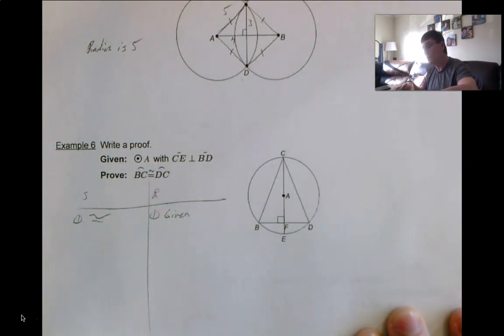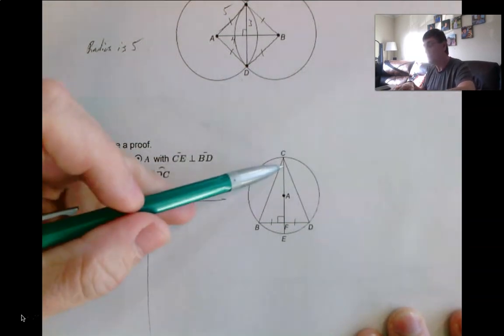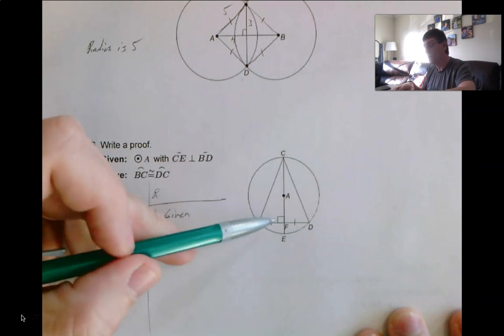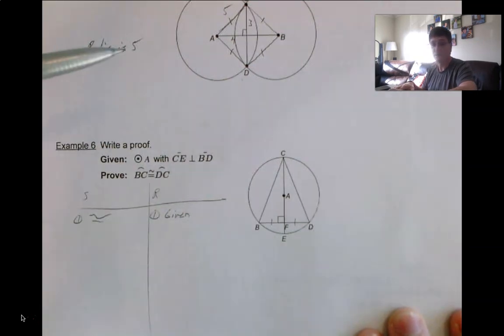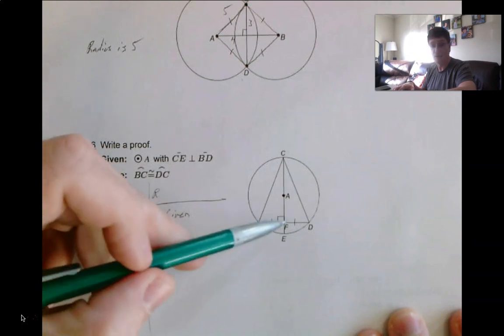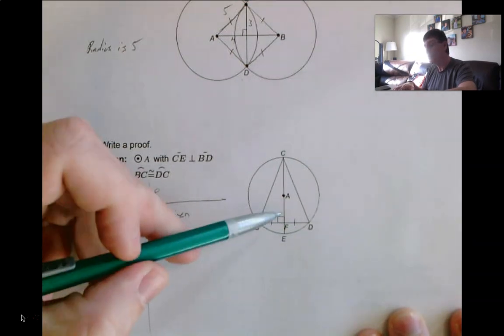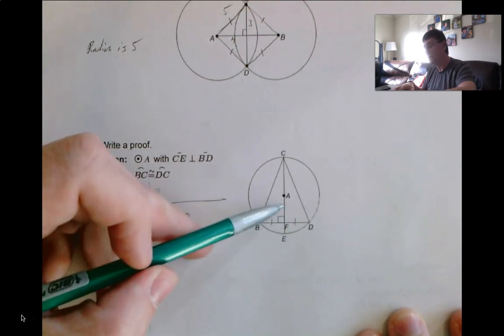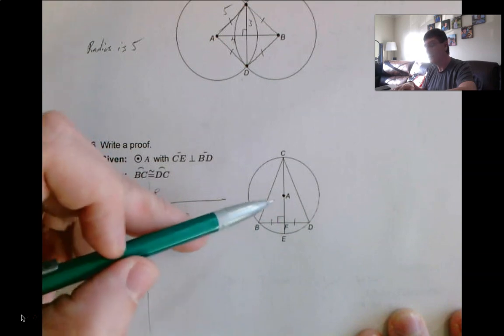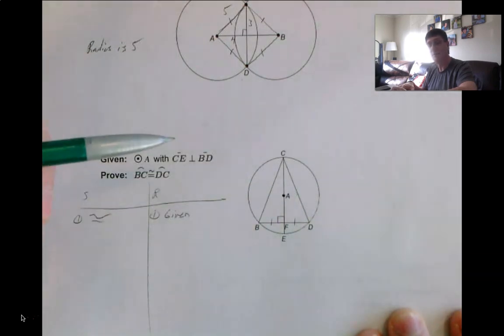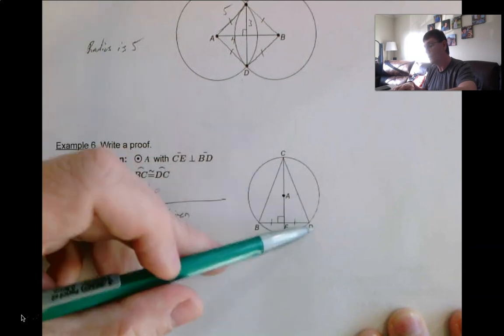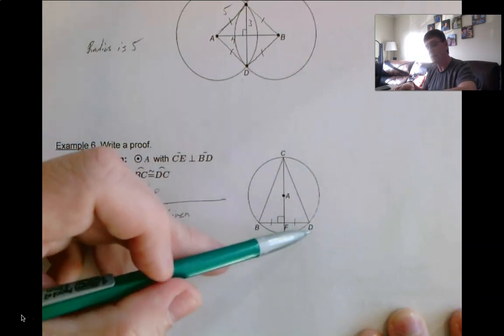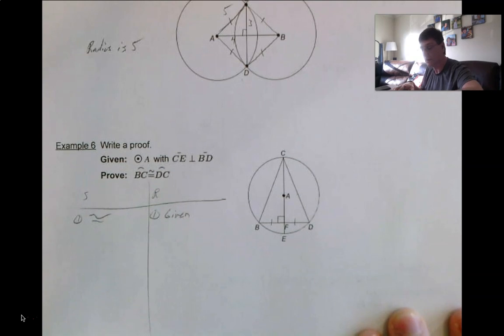Okay, because it's perpendicular, we know it bisects. What else do we know? Well, we know CF is congruent to itself. We know this is a right angle and this is a right angle, definition of bisectors. We know all right angles are congruent. We know these two triangles are congruent by side, angle, side. These two triangles are congruent. These two sides are congruent by CPCTC. Congruent chords have congruent arcs. And there's our proof. Let's write it out.